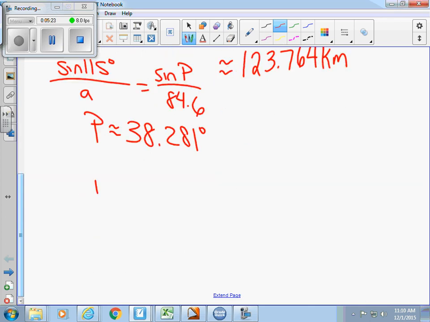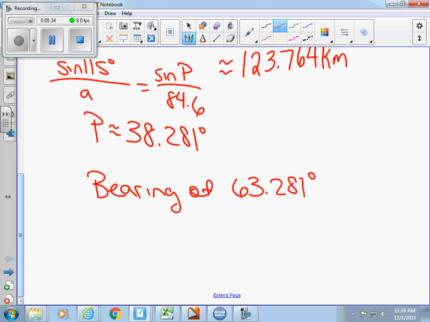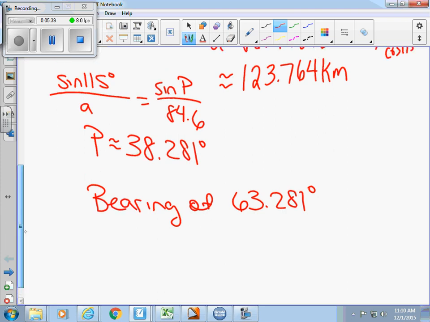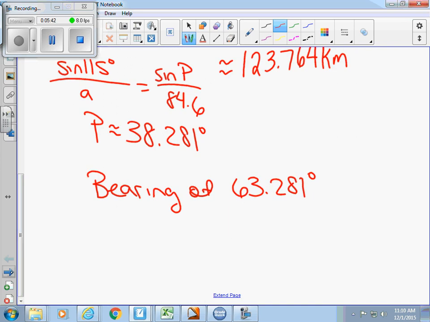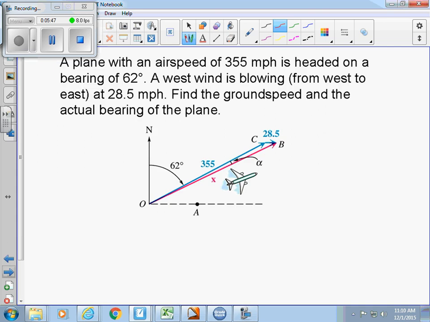So 63. The ship is on a bearing of 63. Any questions on that one? Okay. I've set this one up picture-wise too. The next one I'm going to have you set it up. So this is an airplane, another bearing problem, that wants to work with vectors.